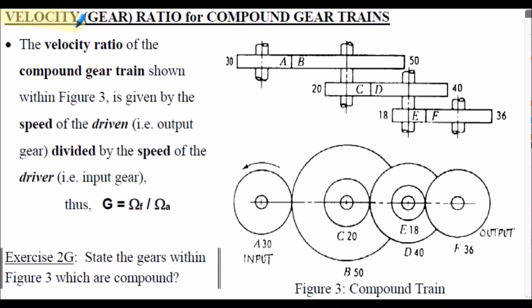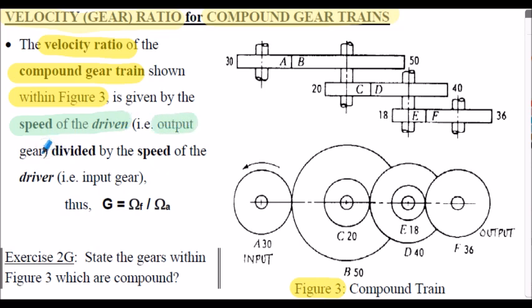Let's consider the velocity or gear ratio of compound gear trains. The velocity ratio of a compound gear train, as that's shown within figure 3 here, is given by the speed of the driven gear, in other words the output gear, divided by the speed of the driver gear, that's the input gear. So the gear ratio for the compound train shown in figure 3 is calculated from omega F, that would be the speed of the output gear, divided by omega A. That would be the speed of the input here.